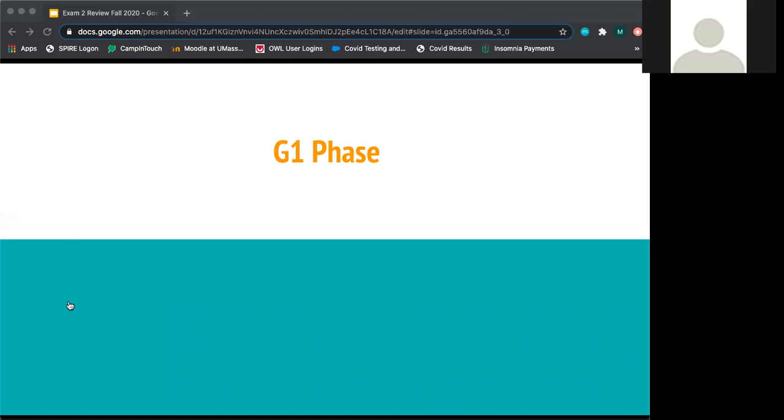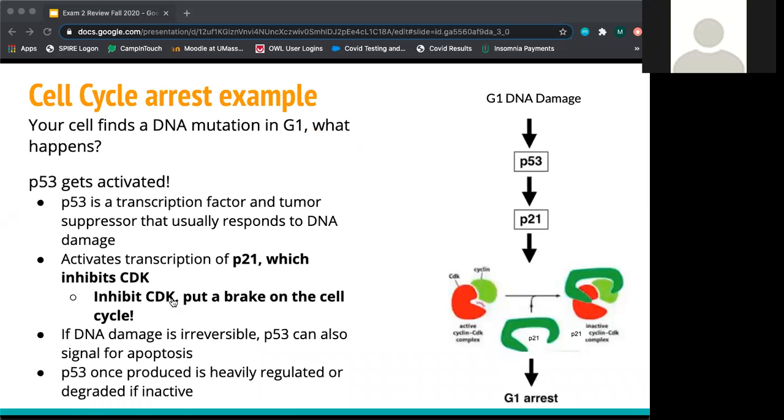Oh, hold on, we have a question. Is P21 a CDK? No, P21 inhibits CDK. I believe P21 is a kinase. Am I right, May? I think so. Yeah. Definitely know that it inhibits CDK. That's the big picture for that one. All right, where are we heading to next?